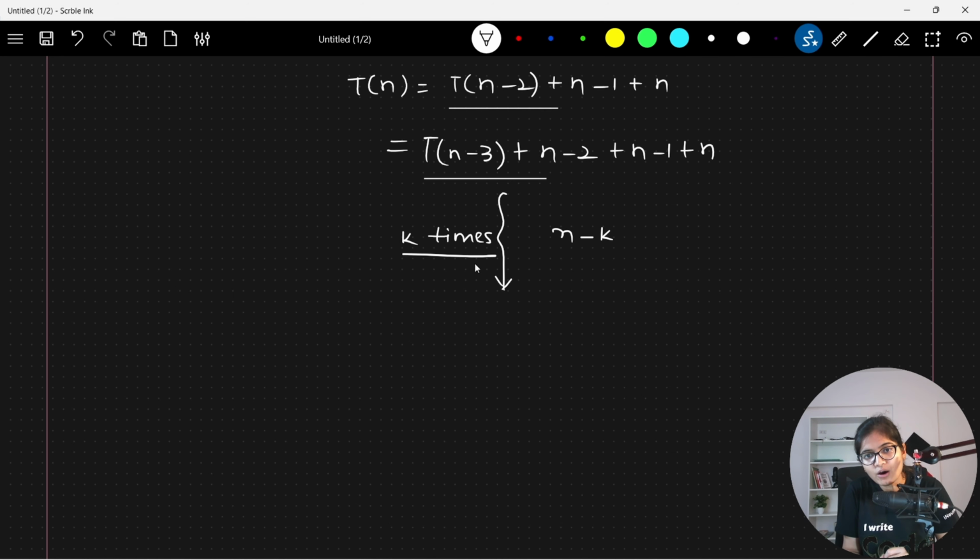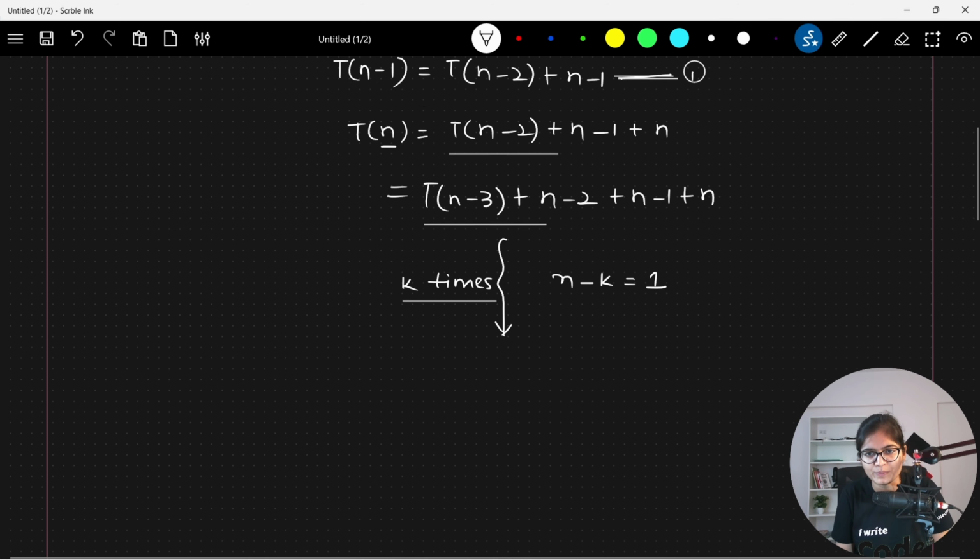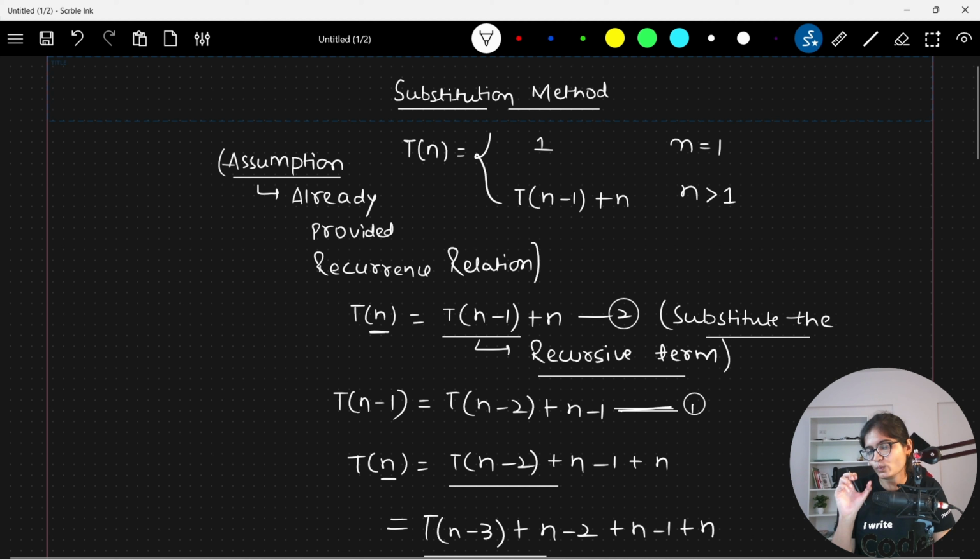This process will continue until we reach a solution where instead of n, we have the term as 1. Why 1? How does this 1 come into the picture? See the recurrence relation very carefully. What we are saying is that when the value of n is 1, the answer is 1 directly. It means that t of 1 is equal to 1.